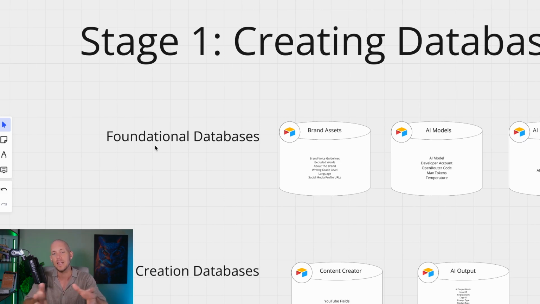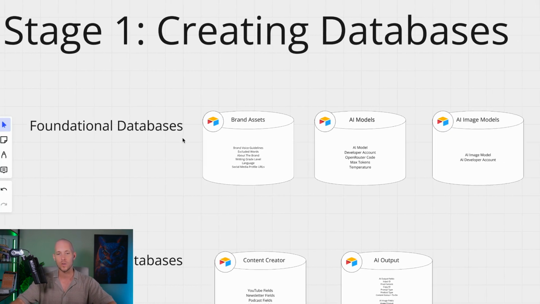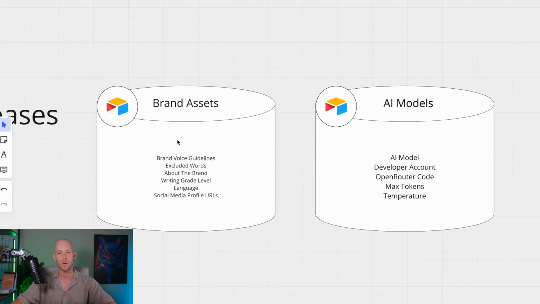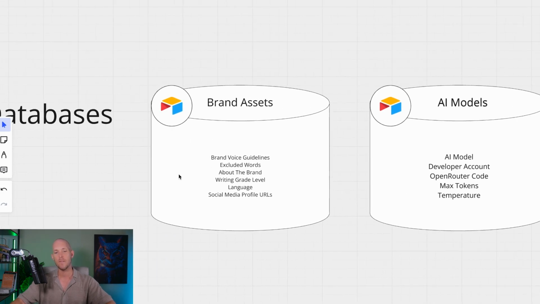So for me, in this part of the process, the foundational databases are things like your brand assets. So we have within a single database our brand voice guidelines, any excluded words that we don't want the AI to use. We have an about the brand section. We have a writing grade level. Most of our stuff gets written at a 6th grade level, which improves the prompts when we're running AI automations. We also give it a language.